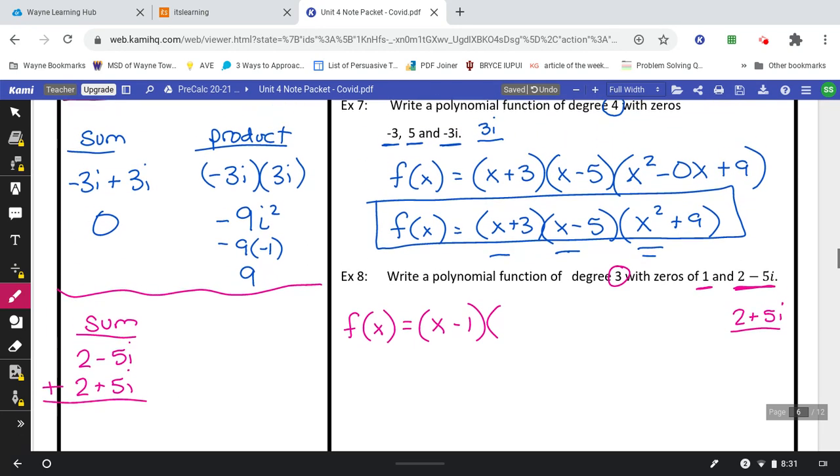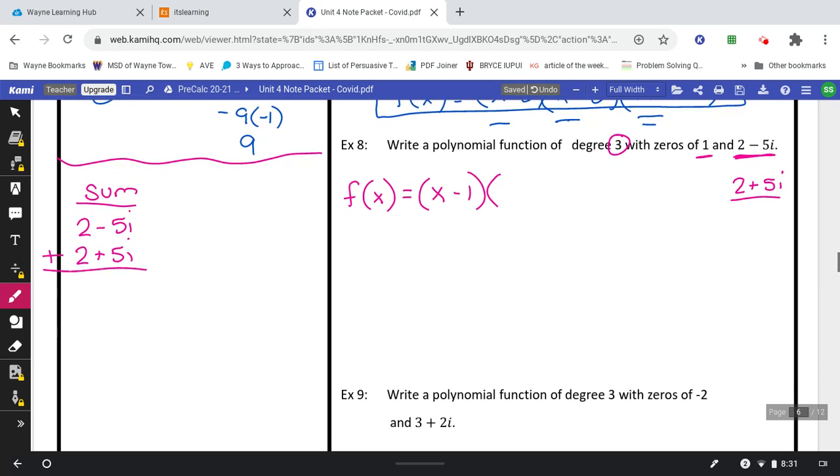So normally, on the last two problems, I've gotten an answer of 0 for the sum. Here, the imaginary parts cancel out, but I still have these two positive 2's. So this time it's going to give me a sum of 4. And the product this time is actually going to look like this, 2 minus 5i and 2 plus 5i, which means we're going to end up foiling that. So just like we did on example 4 and 5 on the front side, we're going to take this and slowly FOIL it all the way out.